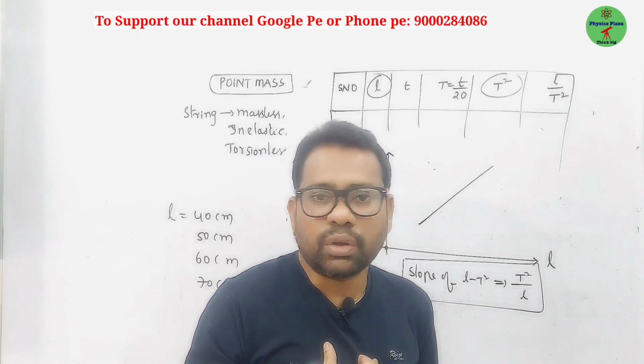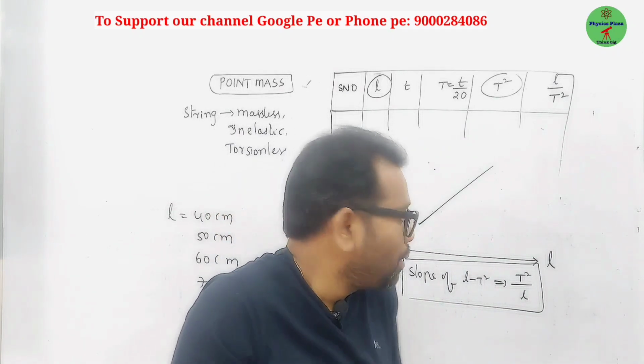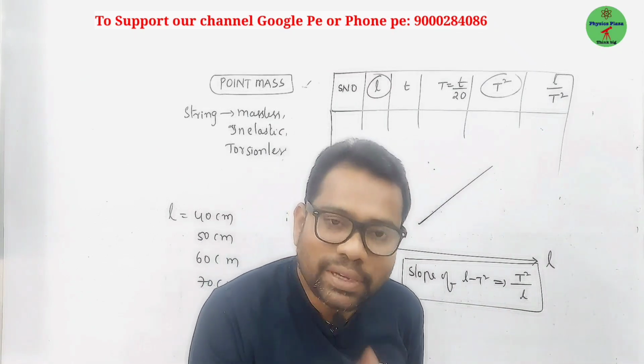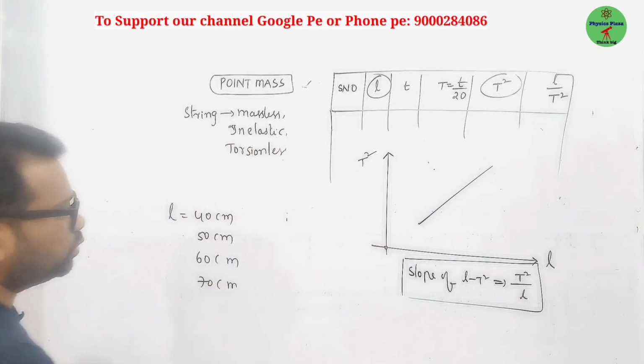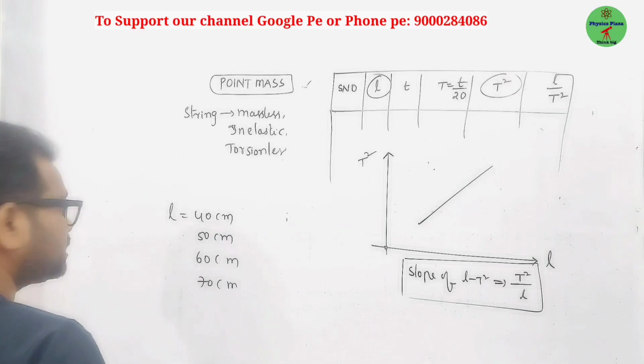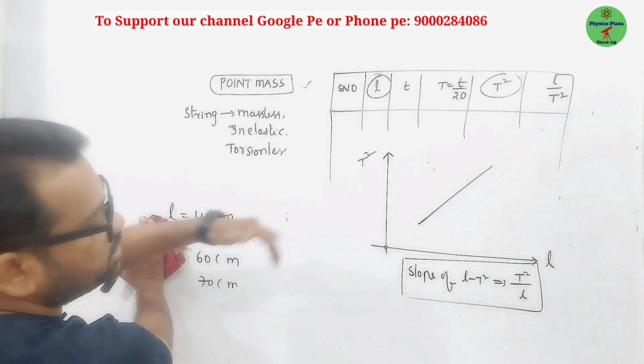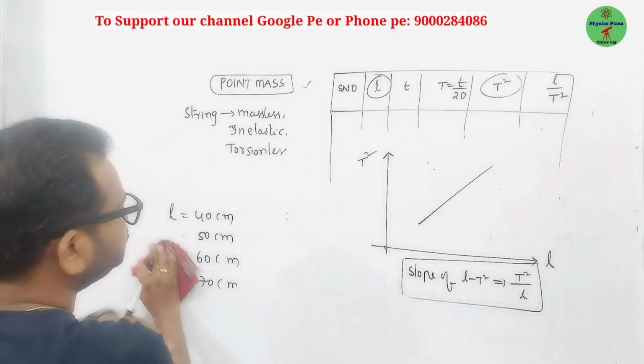You may get a doubt, sir, how can we calculate the acceleration due to gravity by using this? Yes, we will calculate it. Just wait. So this is about how to calculate the time period of the simple pendulum, the L versus t square graph and the slope of the graph.